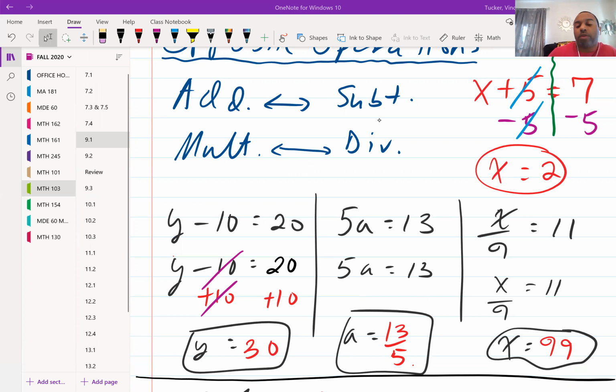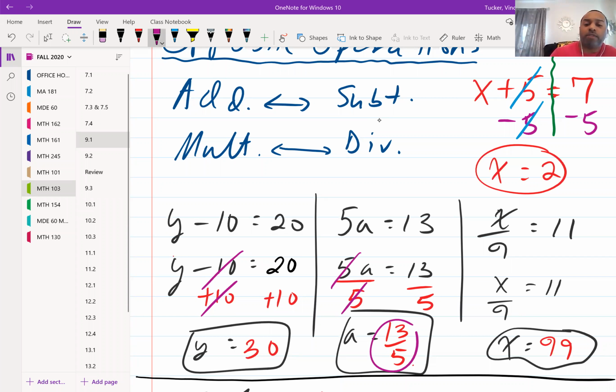So we have 5a equal to 13. So that's 5 times a. To undo the multiplication of 5, you would divide both sides by 5. 5 over 5 cancels, which leaves you with 13 over 5.